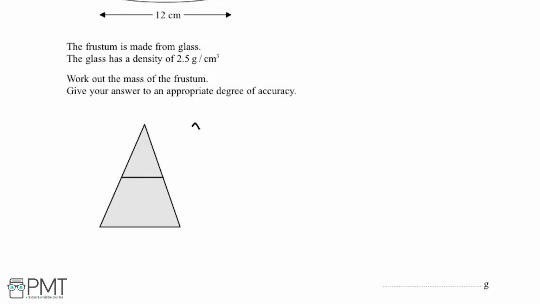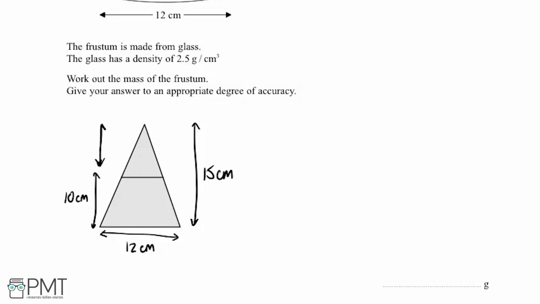Now we know from the diagram that the length of the whole larger triangle is 15 centimeters and the width is 12 centimeters. And the length of this portion here is 10 centimeters. So now from that we can work out this length here, and that's going to be 5 centimeters. The reason for that is we know the whole length of it is 15, we've got 10 here, so this must be 5, because 15 take away 10 equals 5.